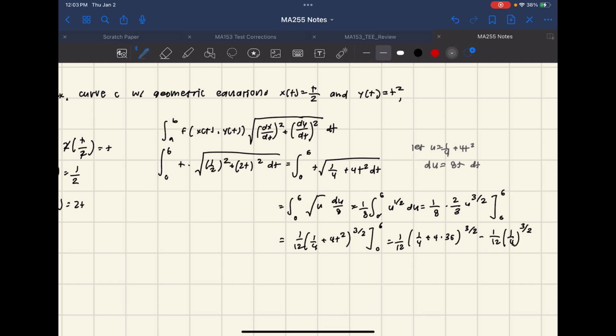I skipped a step here. Okay, and if you were to put that in a calculator, you would get approximately 144.36. This tells you that this is the area under the curve f(x,y) along the curve C.